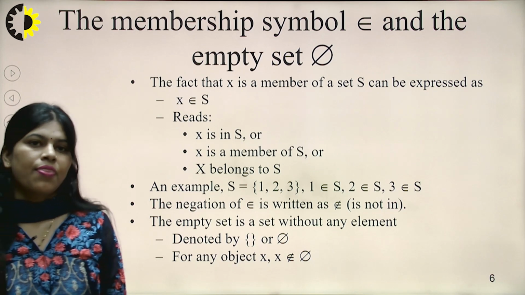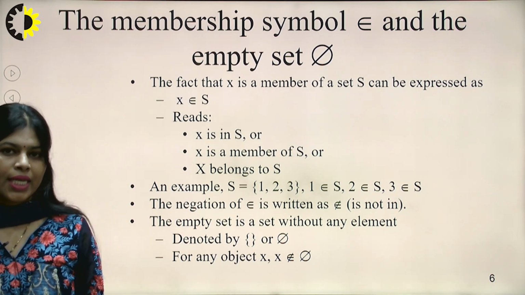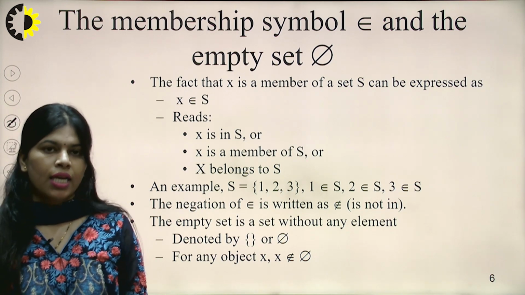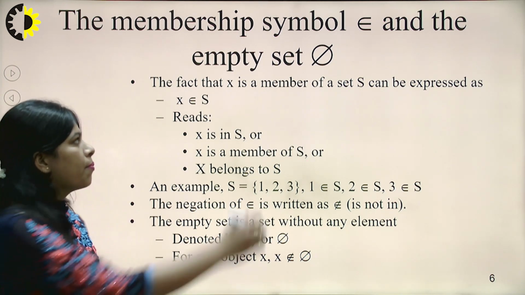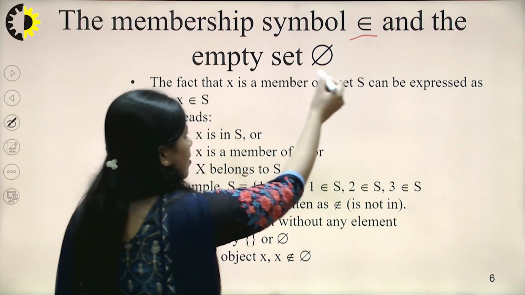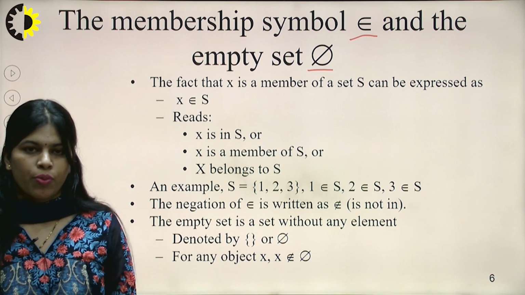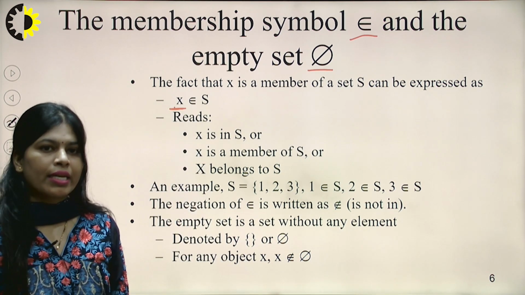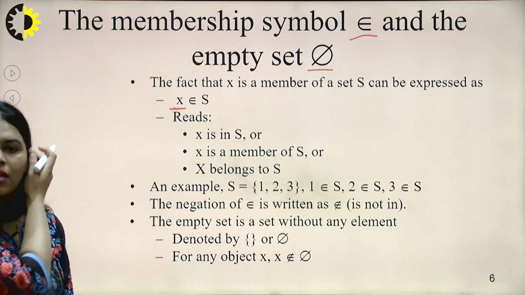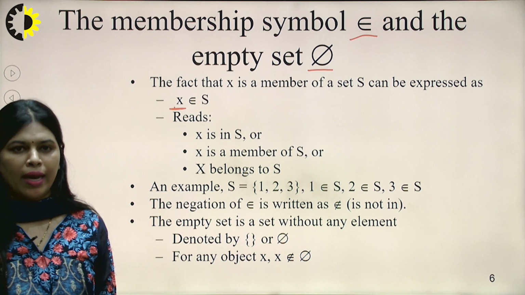Next is the membership symbol, that is belongs to, and the empty set, which is called phi. Now two concepts may arise in a set: first, the symbol belongs to, and second, the symbol phi. Now what do you mean by belongs to? Belongs to means for every element of variable x. X is a variable which consists of a number of elements.